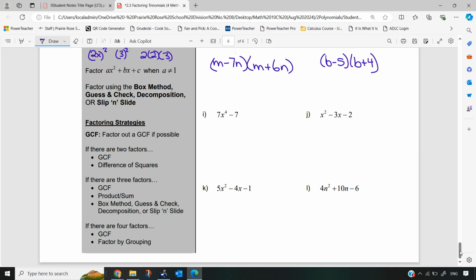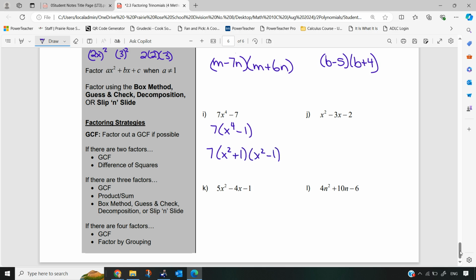The first thing I notice is that I need to pull out a GCF, so I will pull out a 7, and that leaves me with x to the fourth minus 1. I have two terms, that means I have two choices. I've already pulled out the GCF, so I check to see if this is a difference of squares, and in this case it is. The square root of x to the fourth is x squared, so I can write this as x squared plus 1 and x squared minus 1.